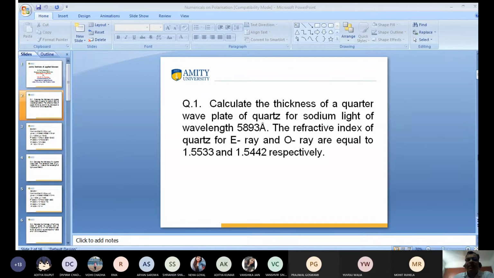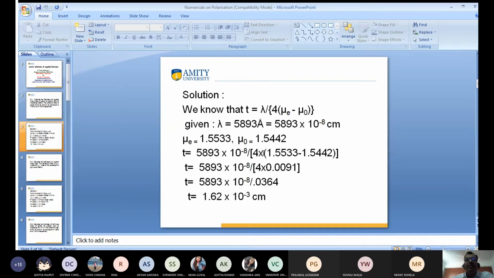I am talking about the next question. Yesterday I discussed one question: calculate the thickness of a quarter wave plate of quartz for sodium light of wavelength 5893 angstrom. The refractive indices for the E ray and O ray are 1.5533 and 1.544. So the solution for the quarter wave plate is thickness equals lambda by 4 times mu E minus mu O. We solved this, and the thickness is 1.62 into 10 power minus 3 centimeter. Yes or no?